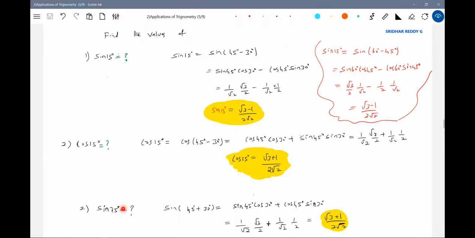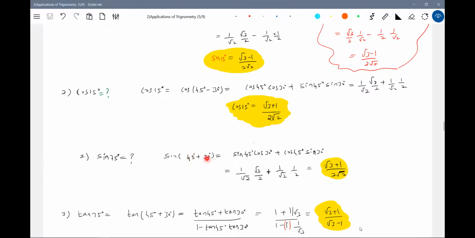Then sin 75: 45 plus 30 degrees. Sin 45 cos 30, expansion of sin of A plus B formula. Applying this will end up with these equations. All these things you are going to get revised in trigonometry, but in physics, we need all this elementary thing. That's why I'm just trying to brush up all these ideas.